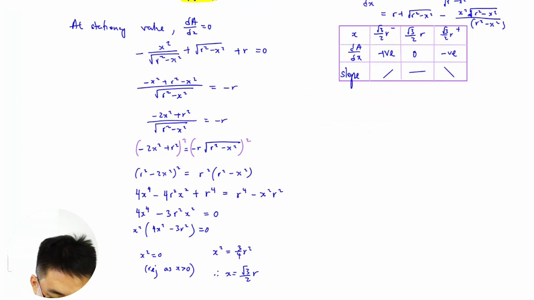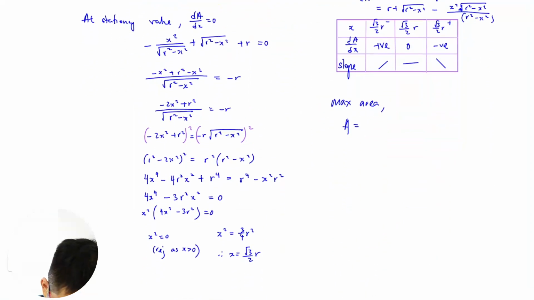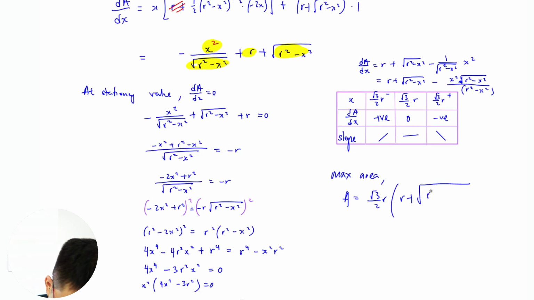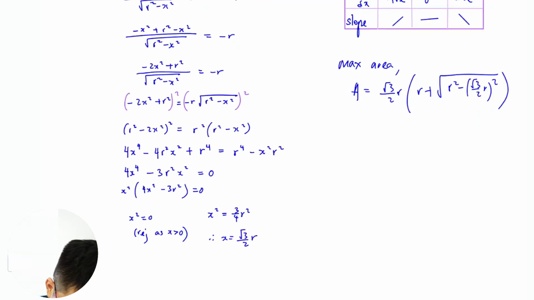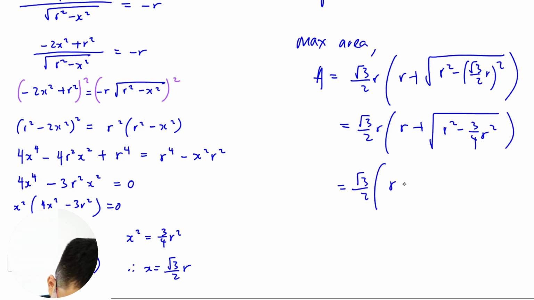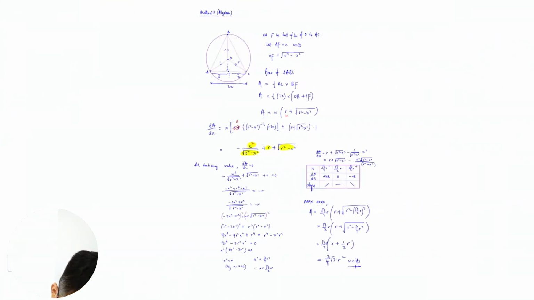Okay, so once done, what we're going to do is we're going to find the maximum area. Put it in. R squared minus half, this is 3. Wow, okay. Here you go.